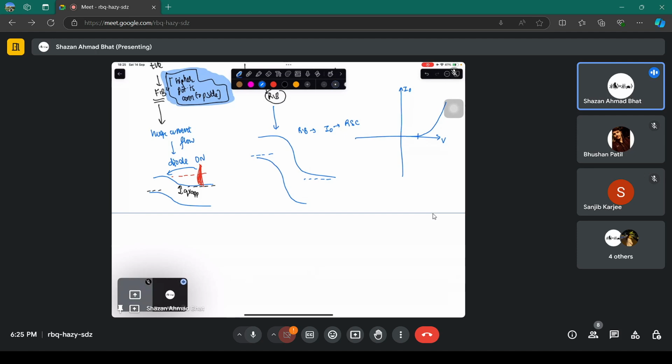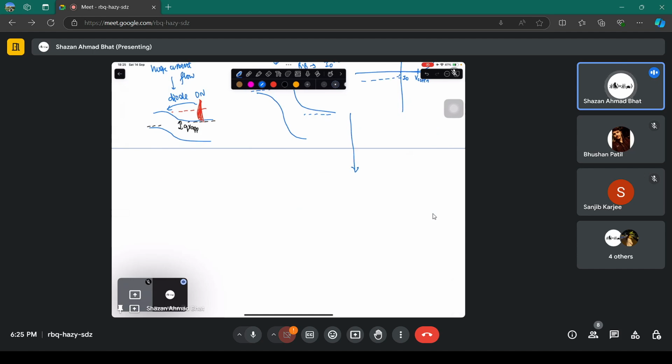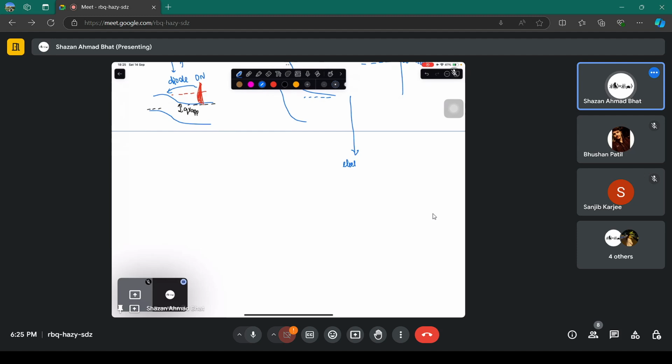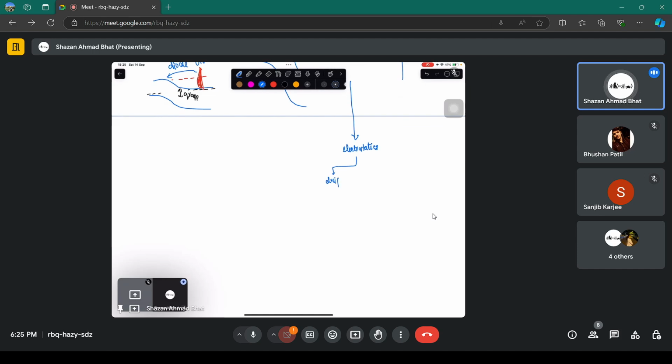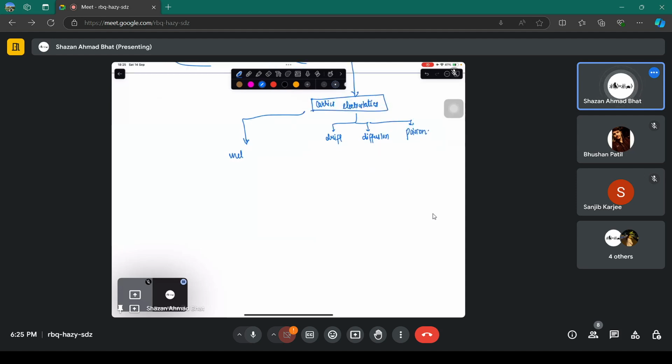Okay, so this is called the cut-in voltage, and in the reverse bias case, this is the reverse saturation current. Moving on quickly, what you covered is basically the electrostatics part, carrier electrostatics, where you studied the drift, the diffusion, and the Poisson equation. After that, you moved into a system where you have a metal and semiconductors. And why is this important? Because in the end, you have to make a contact with the semiconductor, and that contact is mostly made with the metal.